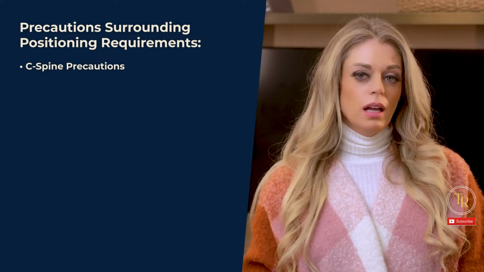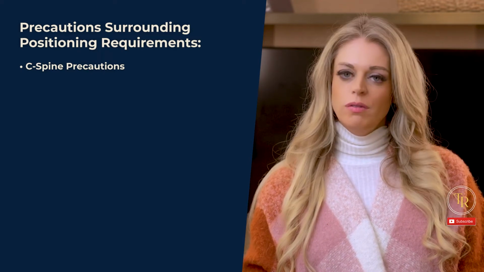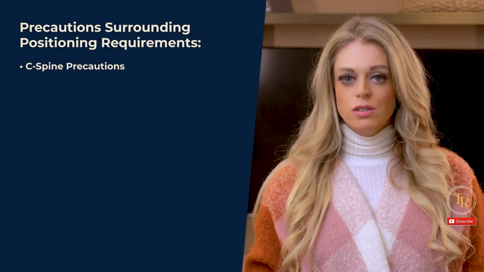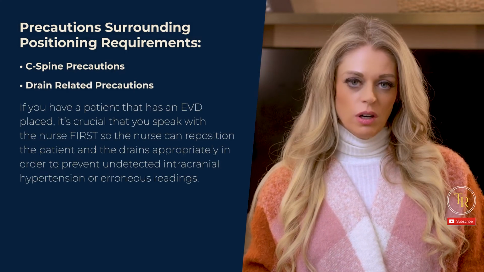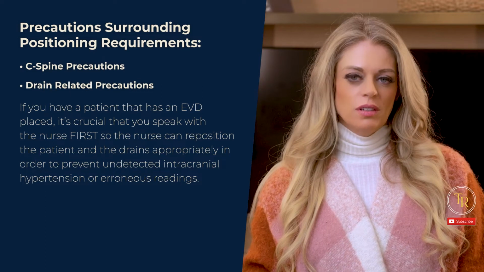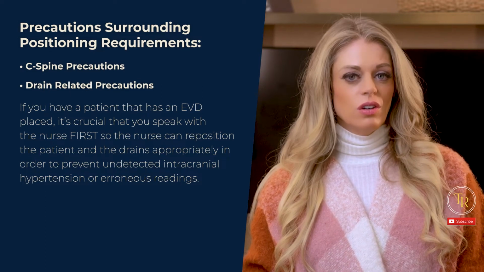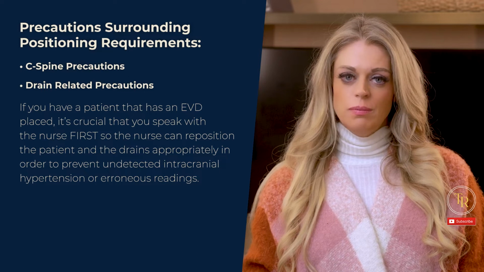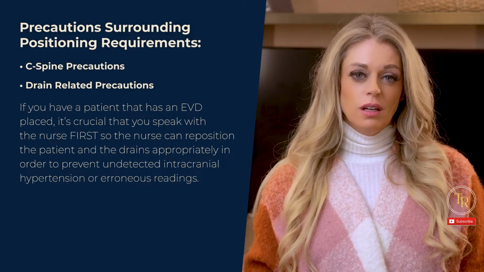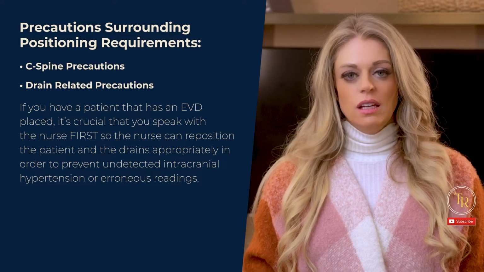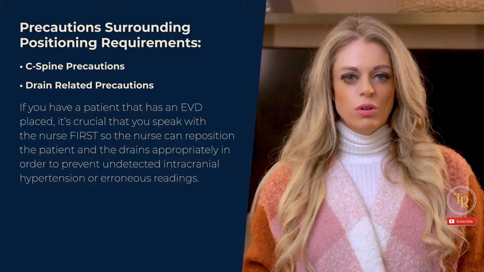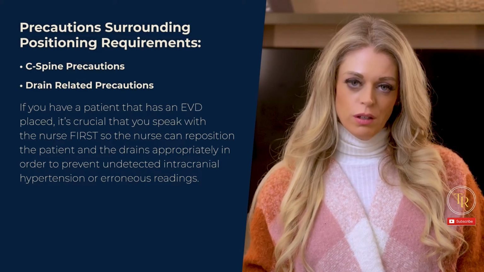The patient might be unable to sit in certain positions or comfortably upright due to recent surgeries, wounds, fractures, or other injuries. There are also drain-related precautions. One very important example of this is the presence of an external ventricular drain, or an EVD. This is one of the most common and important life-saving procedures you might see in a neuro ICU. An EVD continuously monitors intracranial pressure and diverts cerebral spinal fluid.